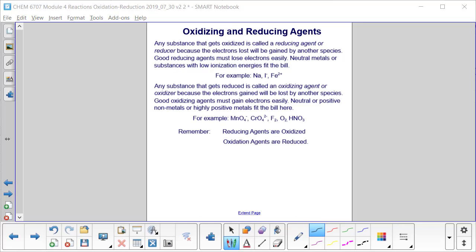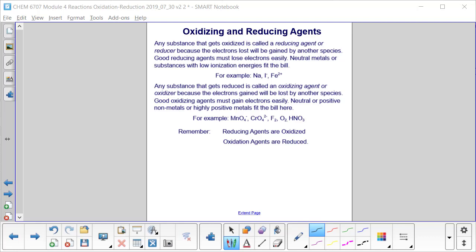All right, so one thing to note is that redox reactions don't happen in isolation. You can't have an oxidation reaction without simultaneously having a reduction reaction. So any substance that gets oxidized is called a reducing agent or reducer, because the electrons lost in the oxidation will be gained by another species. Good reducing agents must easily lose their electrons. Neutral metals or substances with low ionization energies fit the bill, as shown by the examples.